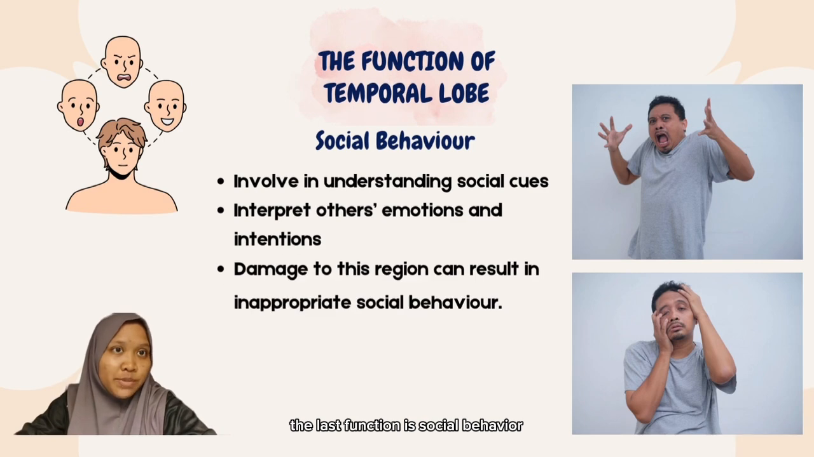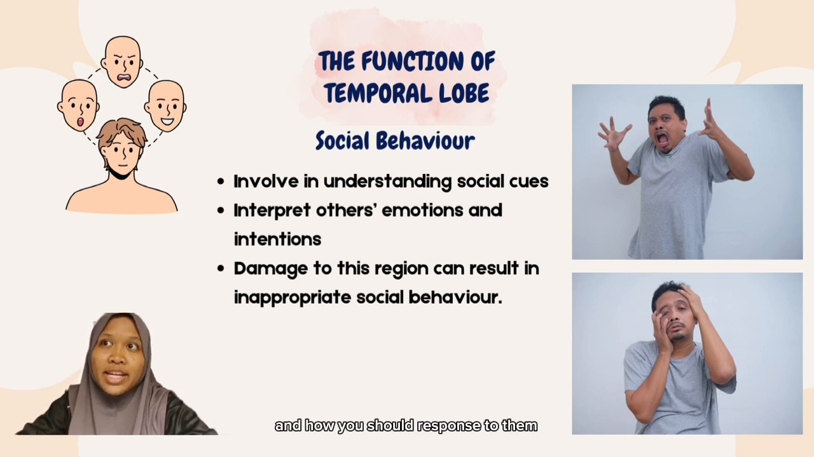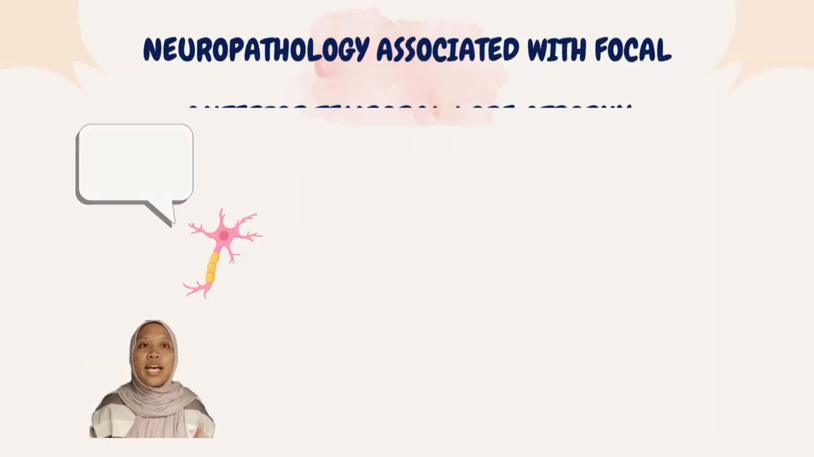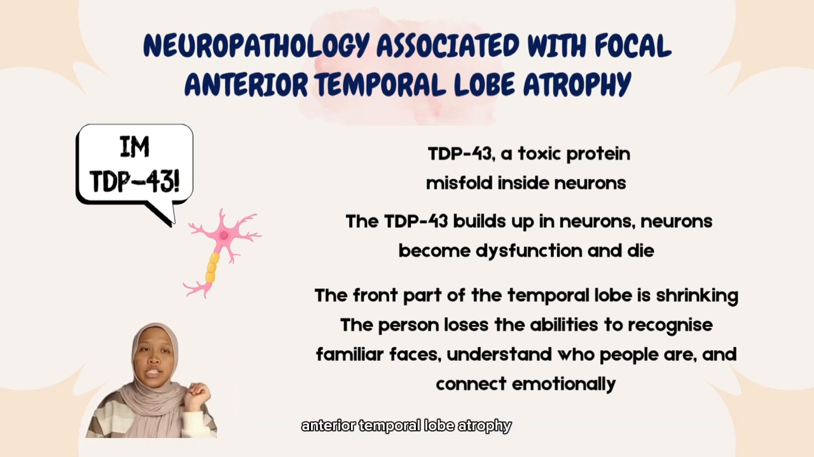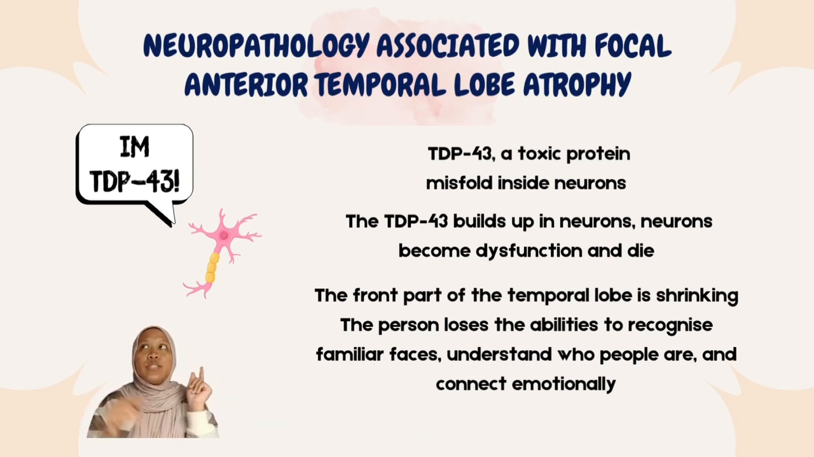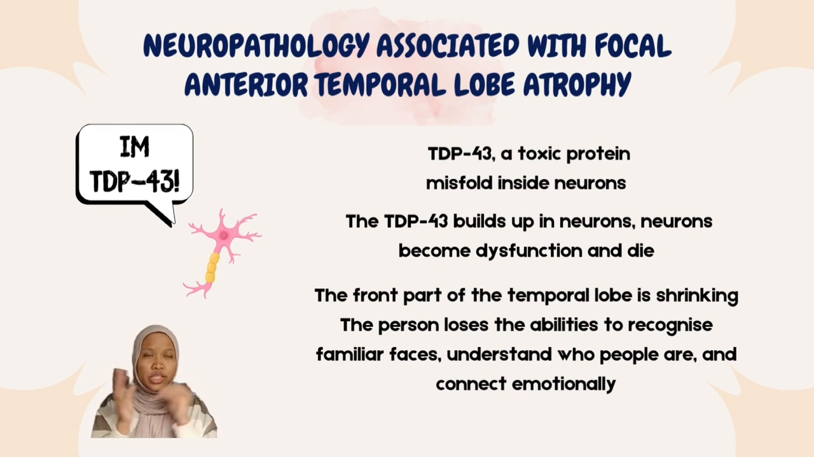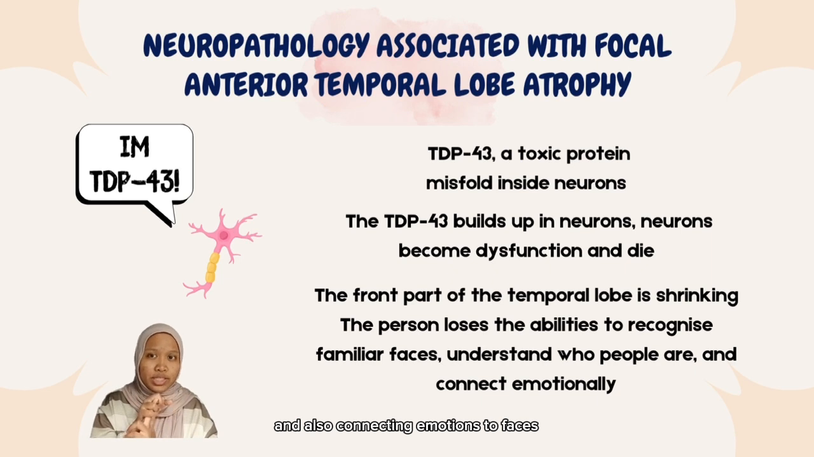The last function is social behavior. The temporal lobe helps you understand signals from other people, for example their facial expressions and the way they talk. This helps you understand how someone is feeling and how you should respond to them. Basically, it helps you get along with others. Now, you might be wondering, what is the neuropathology associated with focal anterior temporal lobe atrophy? Imagine the anterior temporal lobe is like a busy neighborhood. This neighborhood is responsible for recognizing people, understanding meaning, and connecting emotions to faces.